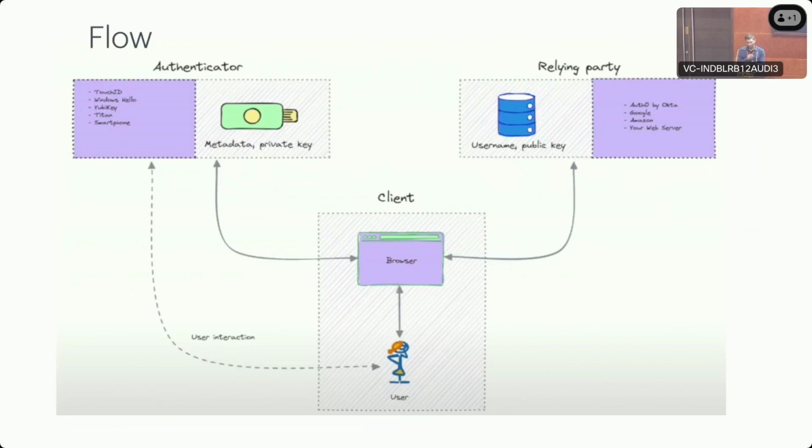The browser will send that to the authenticator. The authenticator will create the private key and public key for you and sign that challenge and send it back to the browser. The public key will be sent back to the browser. The authenticator will still have the private key. It won't get sent to anyone, so only the authenticator will have that.